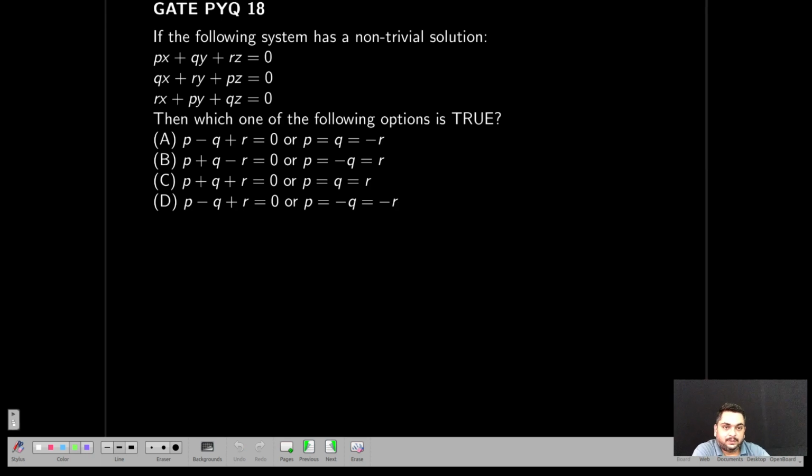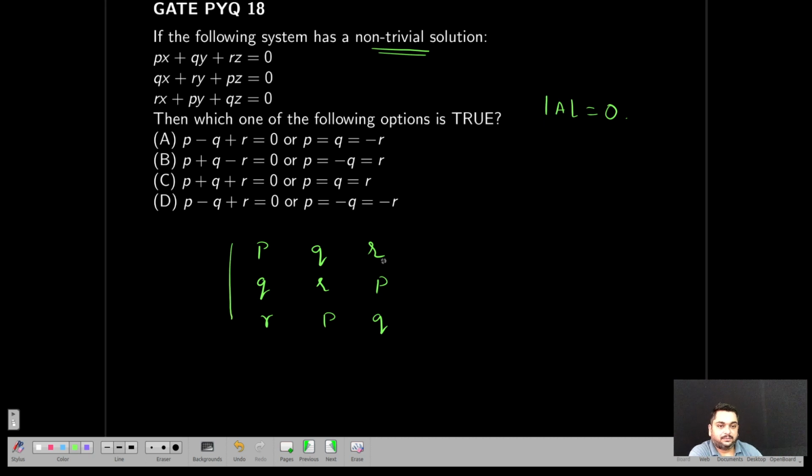Next. The following system has a non-trivial solution. Then which of the following options is true? So just convert this into a homogeneous system. They are given P, Q, R, then Q, R, P, R, P, Q. So a non-trivial solution means what? The determinant of this matrix, whatever form, should be equal to 0.